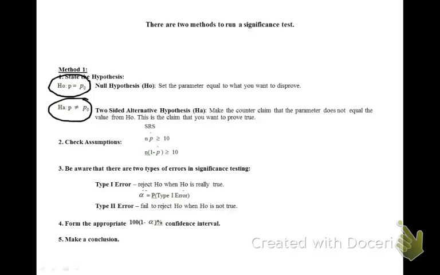Then you want to check assumptions. Your assumptions should be simple random sampling, 10 successes and 10 failures or more in the sample.